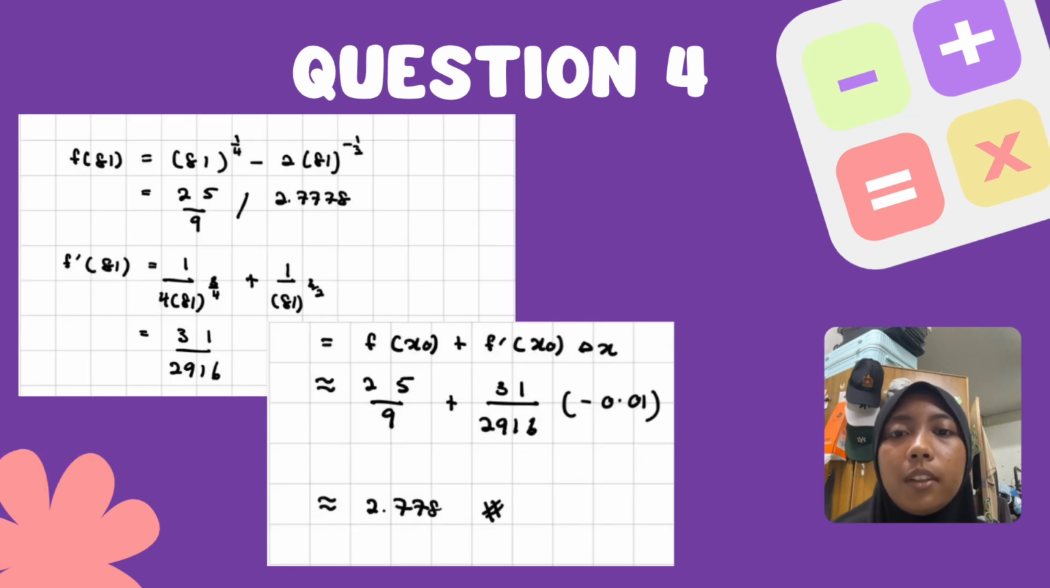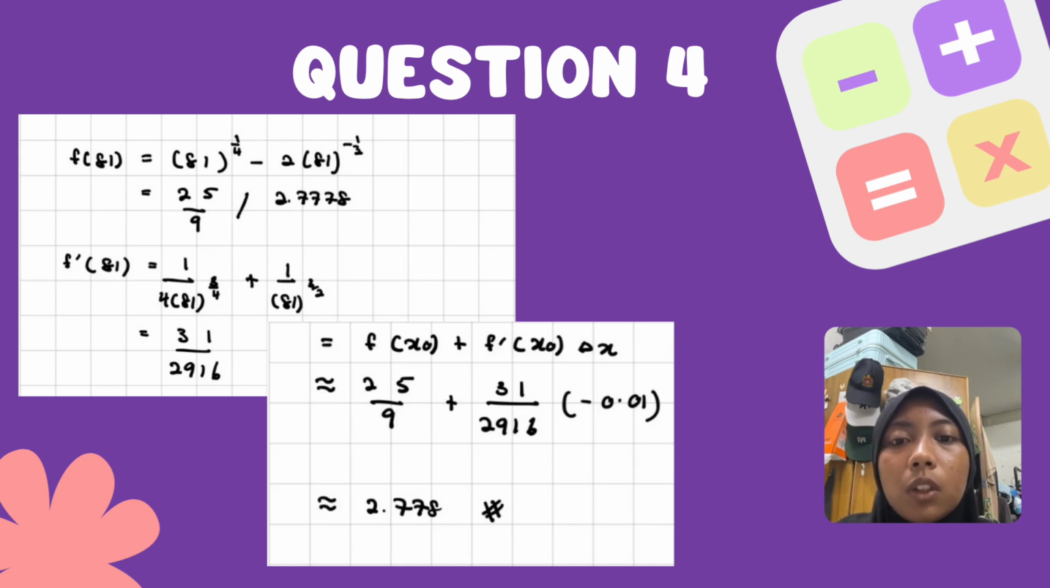Secondly, with our point established, let's evaluate both our original function and our derivative at our chosen base point 81. For the function f(81), the fourth root of 81 is 3 and the square root of 81 is 9. Doing the maths gives us 25/9, which is approximately 2.7778. For the derivative f'(81), plugging 81 into our derivative formula and simplifying gives us a very precise fraction equal to 31/2916.